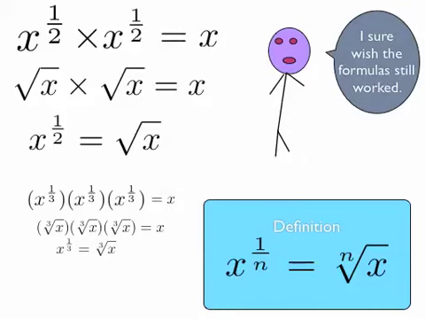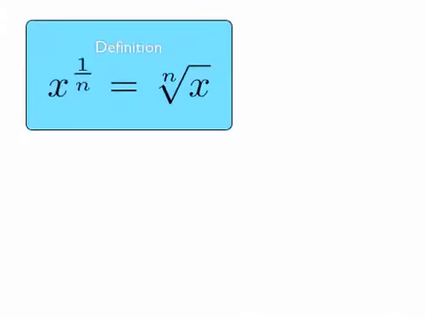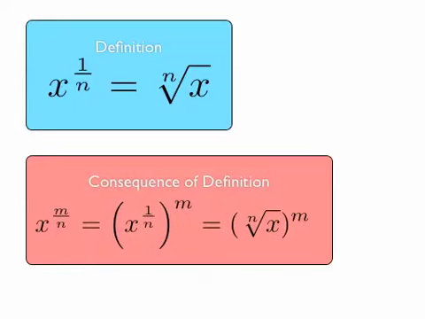Now this deals with situations in which there's a 1 in the numerator, but it could just as easily refer to situations where there's a different number. And so here's our definition again, and here are the consequences of that definition. Because we know that a power raised to a power will just multiply the exponents. So in this case, m over n is equal to 1/n times m. So x to the m over n is equal to x to the 1/n, that whole thing, to the m power. And that allows us to find what that's equal to. So that's equal to the nth root of x to the m.